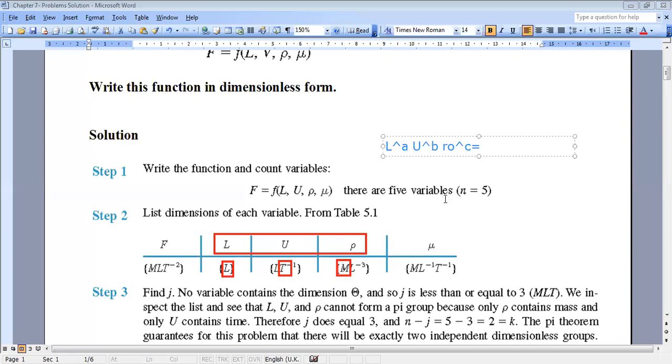What is a group? A group is a combination of variables which has no dimension. This is the definition of a group. Okay, I will give you a simple example.